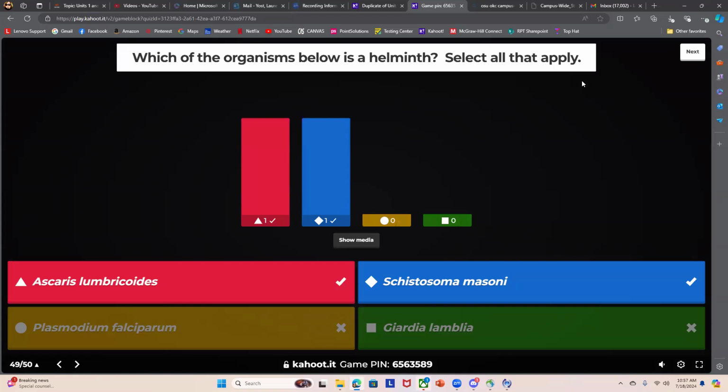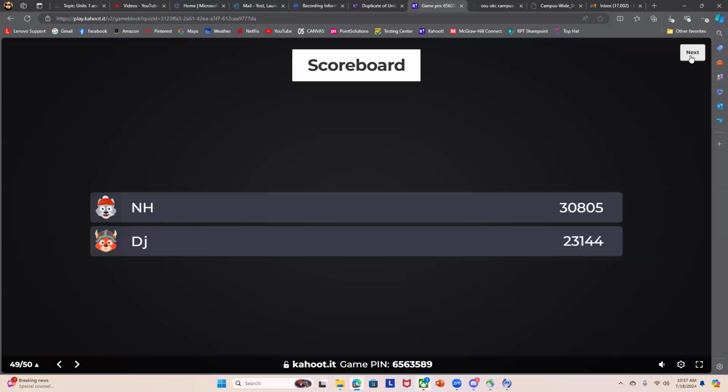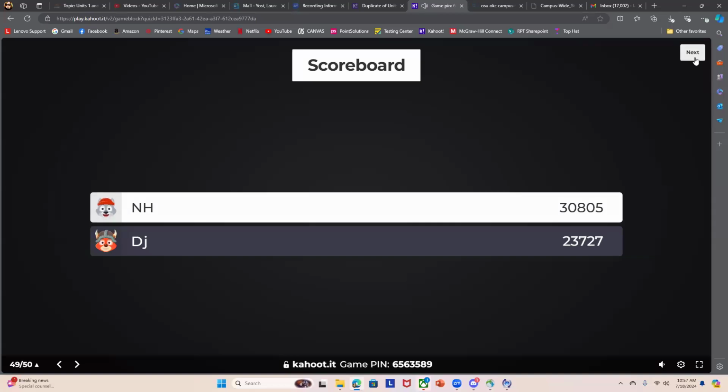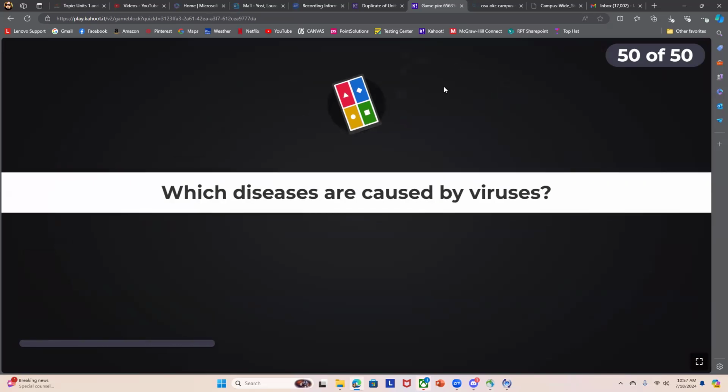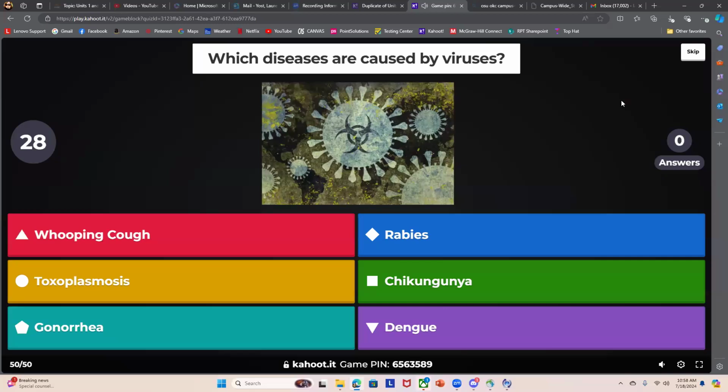I think it's mansoni. But anyways, those guys are the true helminths. The Plasmodium and the Giardia, those guys are protozoans. They are both eukaryotes. Everything on here is a eukaryote, but just don't confuse the helminths with the protozoans. They are different. Helminths are multicellular animals, technically. Right, which diseases are caused by viruses? Some of these are bacteria, some of these are protozoa.